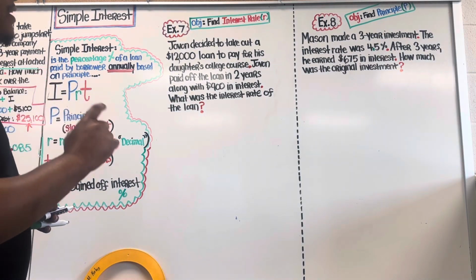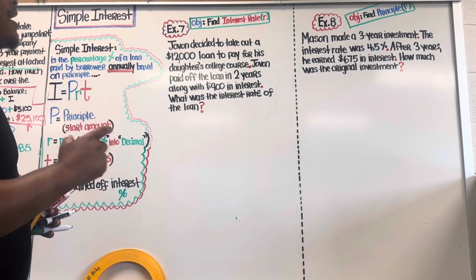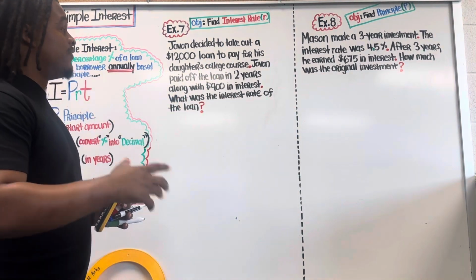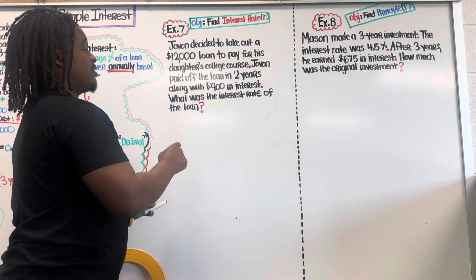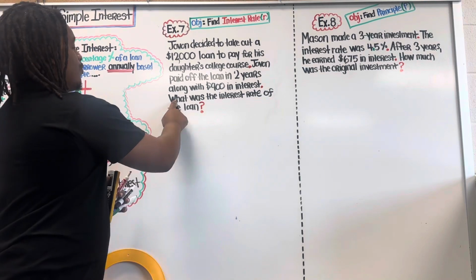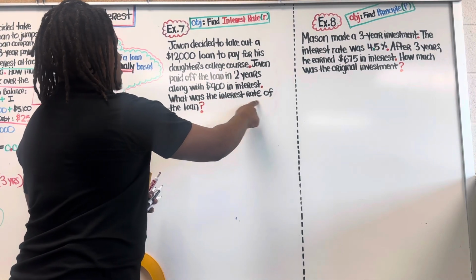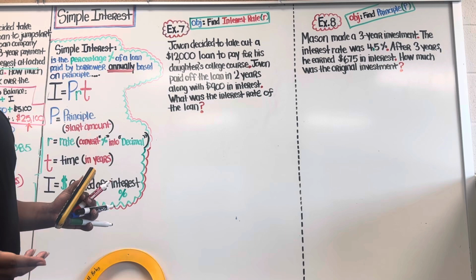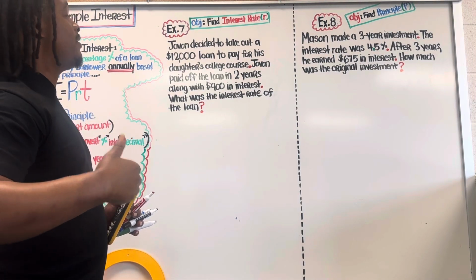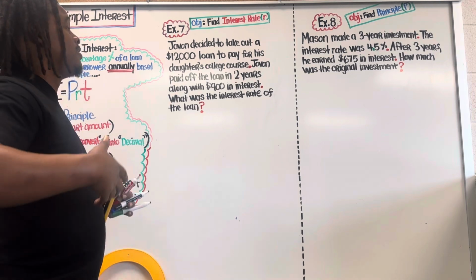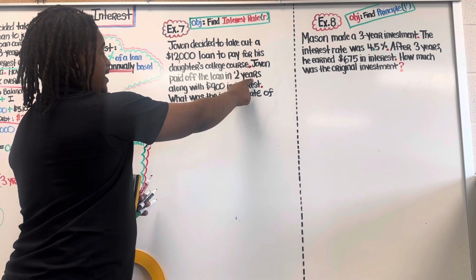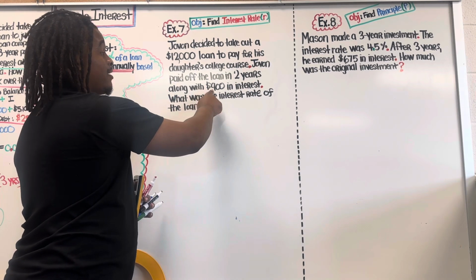It says, Jovan decided to take out a $12,000 loan to pay for his daughter's college course. Jovan paid off the loan in 2 years, along with $900 in interest, right? What was the interest rate of the loan, right? Once again, Jovan decided to take out a $12,000 loan to pay for his daughter's college course, right? Jovan paid off that same loan in 2 years, right? Along with $900 in interest.